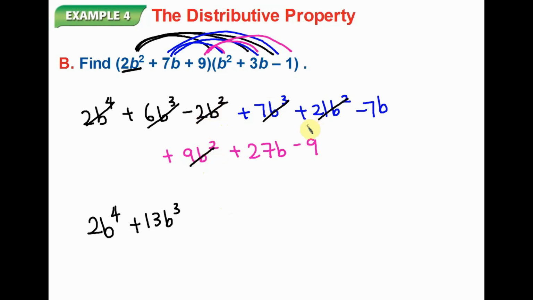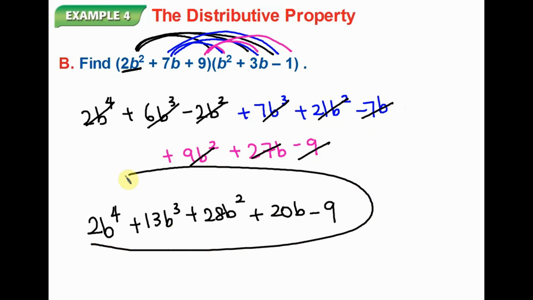So negative 2 plus 21 will become 19. 19 plus 9 will become 28. 28b squared. Now you see negative 7b with 27b, so it becomes just 20b. And then the last one is negative 9, and there's nothing I forgot. And here is the answer of the problem.